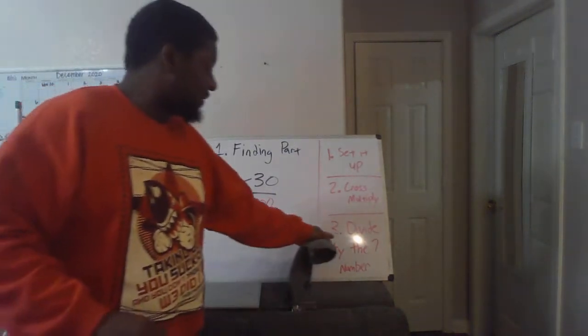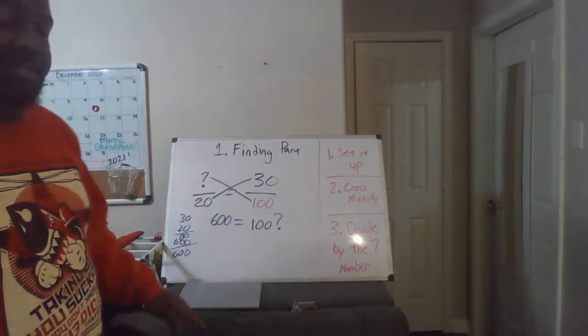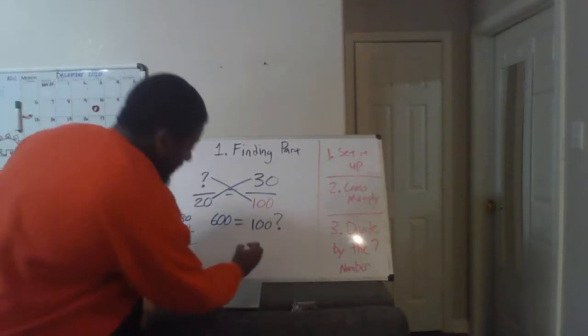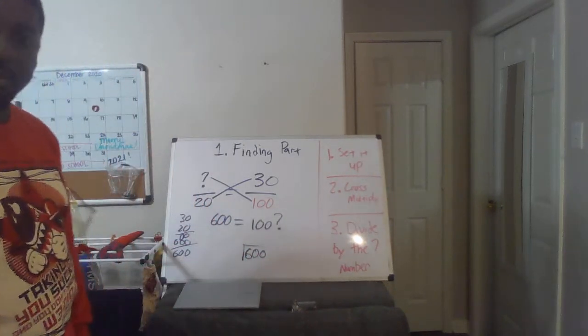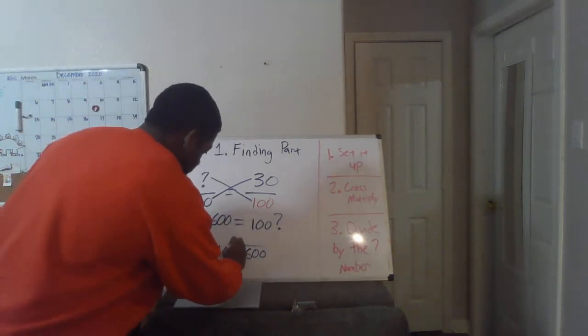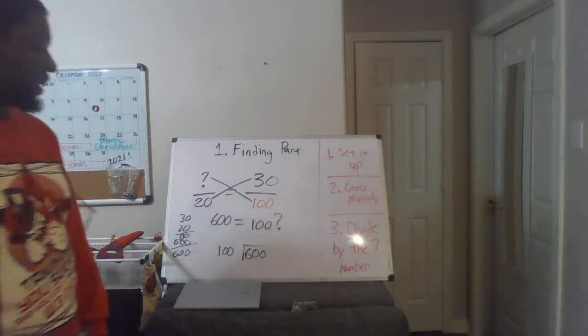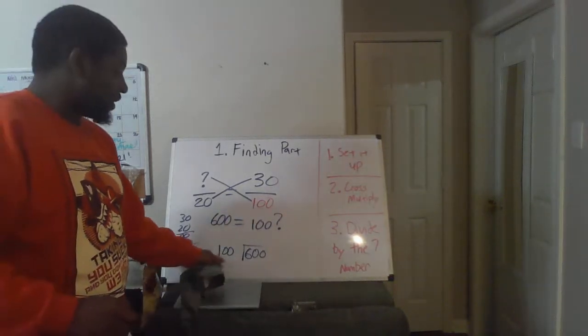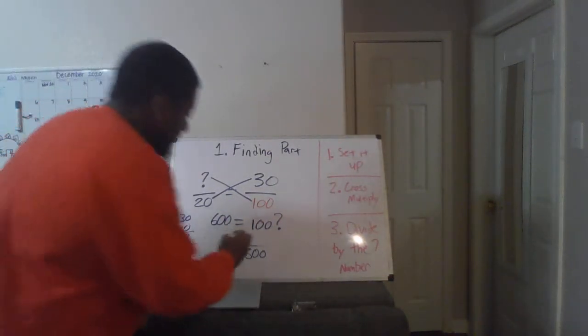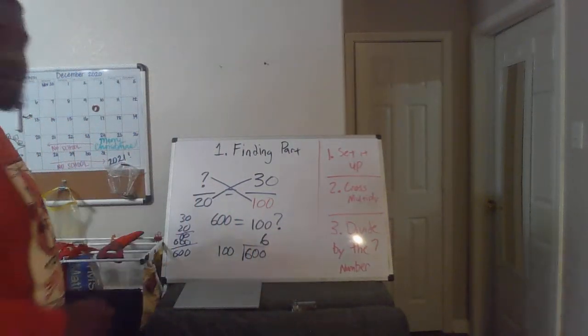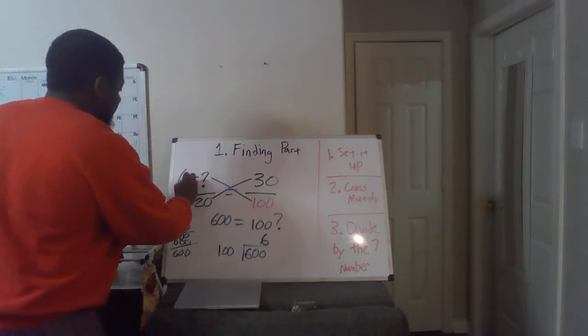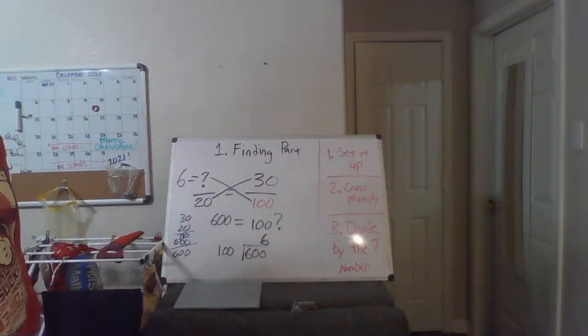Step 3, it says to divide by the question mark number, which means I should be doing 600 divided by my question mark number, which is 100. And this one actually comes out to be pretty easy, y'all. How many times does 100 go into 600? Is 6 times. So for this answer, it would be 6.